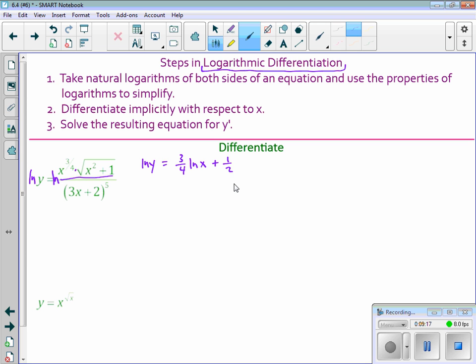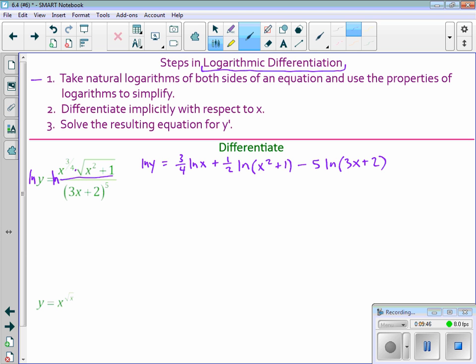Okay, so this piece here turns into 3/4 natural log of x. This piece, the half will come down, and then I've got natural log of x squared plus 1. And then when it's in the denominator, make sure you have a minus there. The 5 makes its way down. And then I've got natural log of 3x plus 2. All of them should have a natural log with them, so double check that.